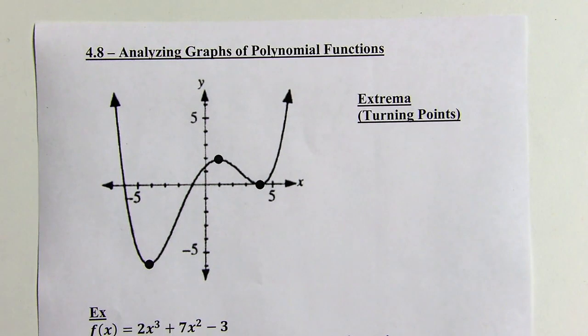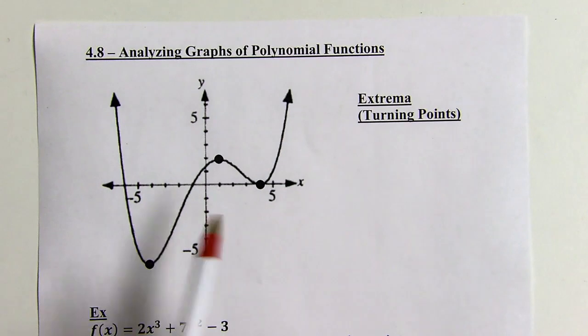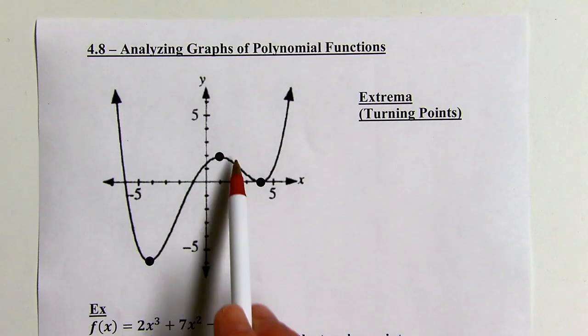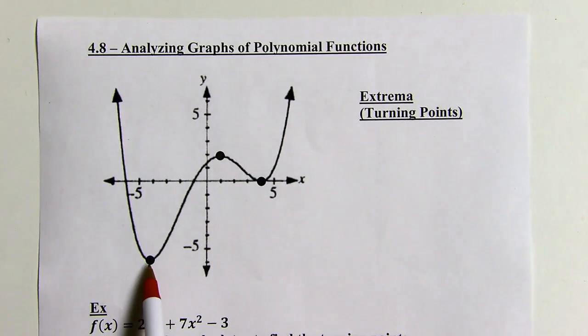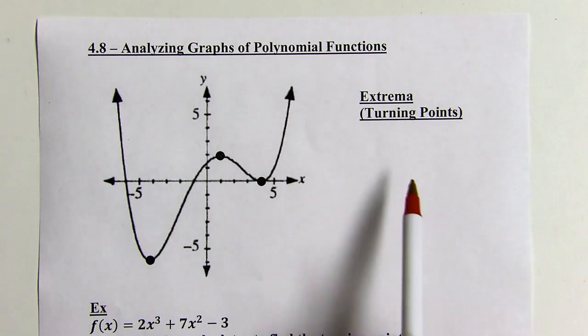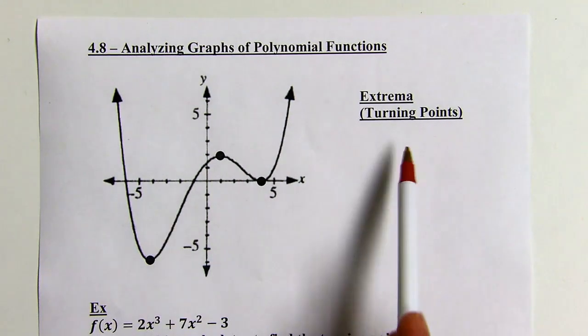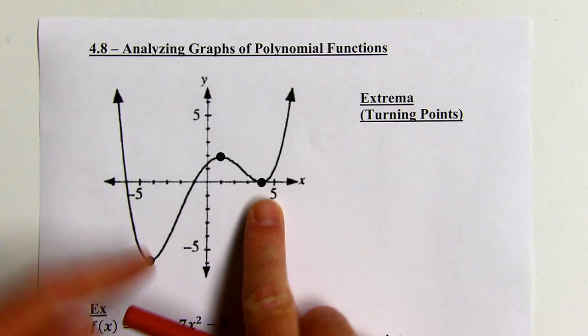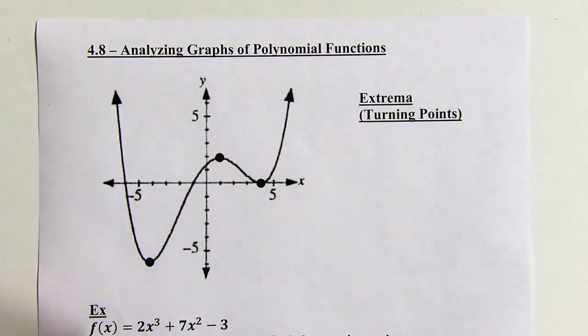Okay, here's 4.8, analyzing graphs of polynomial functions. So I've got this graph in front of me here, and I'm looking at these 3 points, which are kind of like vertices, but they're not called vertices because it's not a parabola. So these are called turning points or extrema, and each one of them is either a maximum or a minimum. Okay, so these two are going to be minimums, and this one is a maximum.